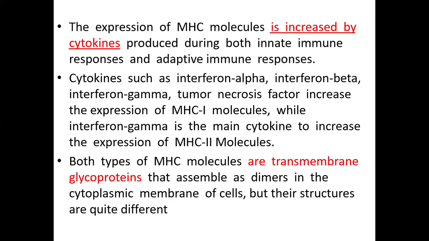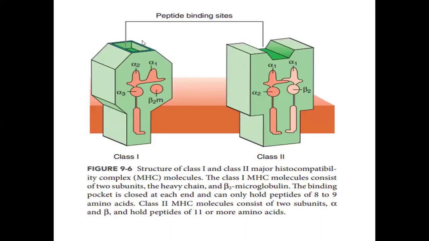Cytokines such as interferon alpha, interferon beta, interferon gamma, and tumor necrosis factor increase the expression of MHC1 molecules, while interferon gamma is the main cytokine to increase the expression of MHC2 molecules. Both types of MHC molecules are transmembrane glycoproteins that assemble as dimers in the cytoplasmic membrane of the cell, but their structures are quite different. Okay, look at this picture. Here are MHC1 and MHC2.